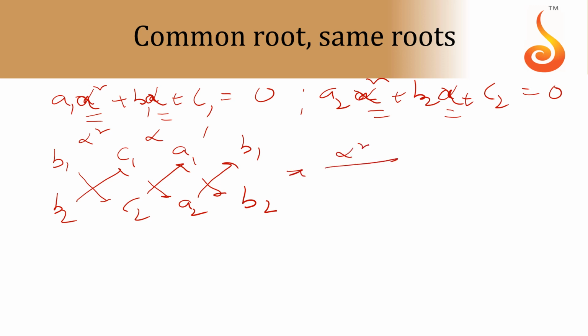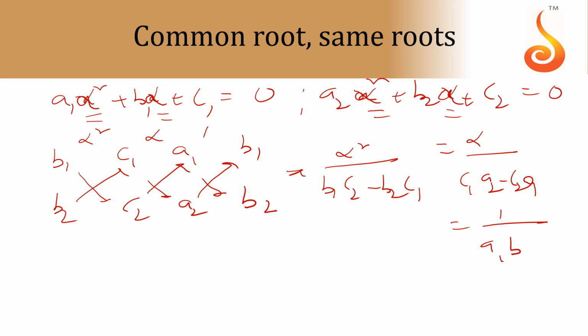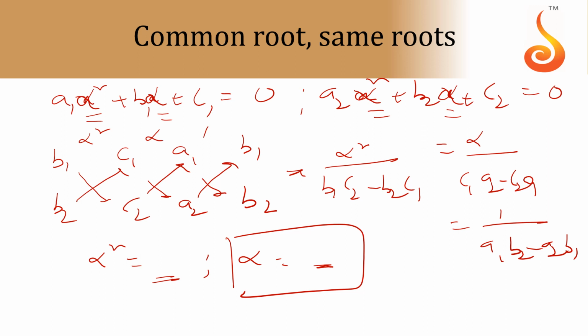So alpha square by b1 c2 minus b2 c1, alpha by c1 a2 minus c2 a1 equal to 1 by a1 b2 minus a2 b1. So from this you will get alpha square value, alpha value. So the alpha value, if you square it, you should get the alpha square value. That is the condition for a common root. And that alpha value which you got here is nothing but the common root. Even from alpha square also you can calculate the common root. Suppose if they have the same roots, coefficients must be in proportion.